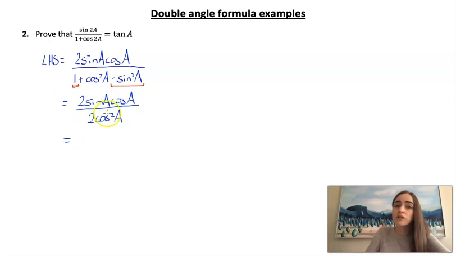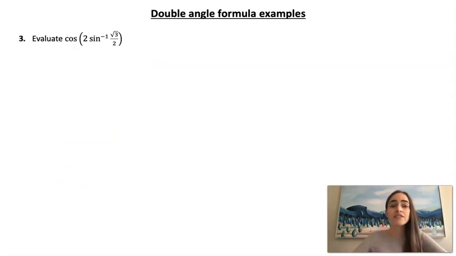Okay, now we can go through and simplify. So if we divide top and bottom both by 2 and divide top and bottom both by cos a, that will simplify down to sine a in the numerator and cos a in the denominator, which we know that sine over cos is equal to tan, and that is our right-hand side.